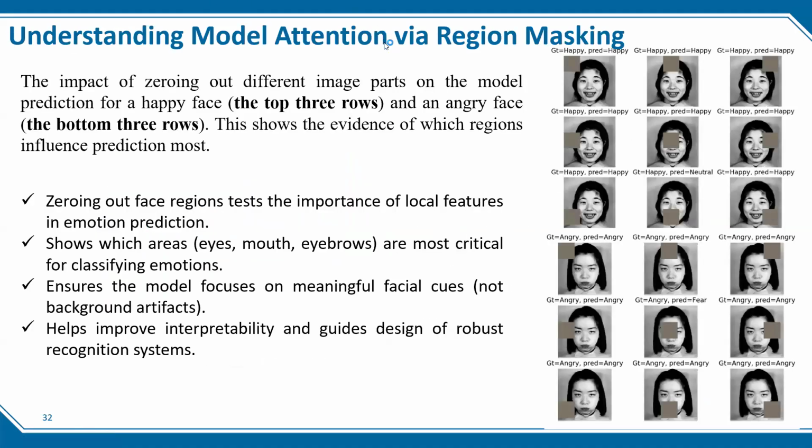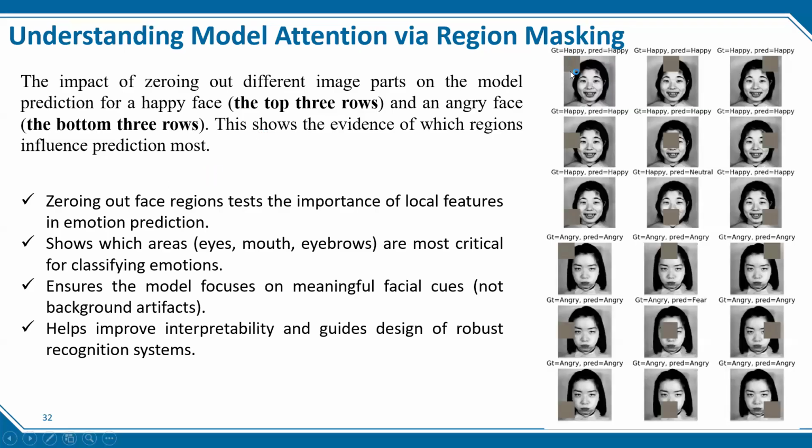So understanding model attention through region masking, that is also something we have done. The impact of zeroing out different image parts on the model prediction for a happy face, the top 3 rows, and angry faces, the bottom 3.